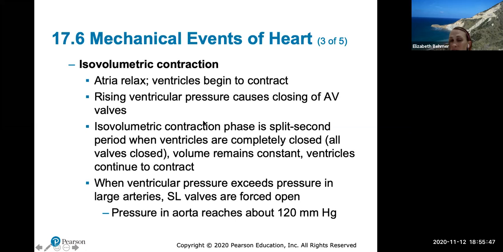The isovolumetric contraction phase will be a split-second period when the ventricles are completely closed off, meaning all the valves are closed. The volume will remain constant, but the ventricles will continue to contract because we know eventually that their contraction will eject their blood to go either to your lungs or your body tissues. When the ventricular pressure gets too great or exceeds pressure in the large arteries, your semilunar valves will be forced open. And remember, your semilunar valves are at the opening to the pulmonary trunk and the aorta.